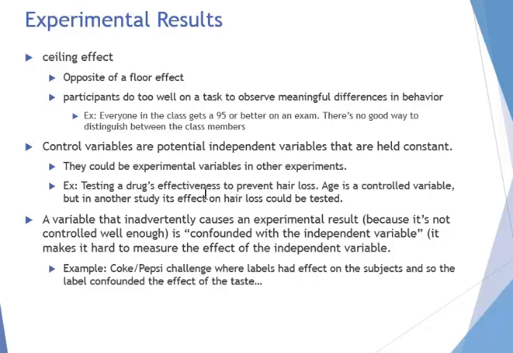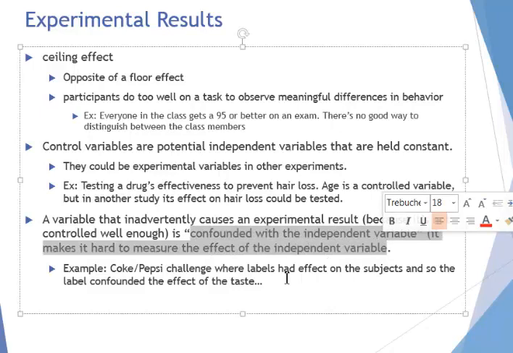In another study, you may choose to use age as the independent variable. You may choose to have a 60-year-old and a 70-year-old and an 80-year-old, and see which one loses their hair the fastest. That is something that is a controlled variable in this experiment, but it could be an independent variable in a different experiment if that's what you're testing. A variable that inadvertently causes an experimental result, in other words, you by mistake took people of different ages, well, that is a confounding variable.